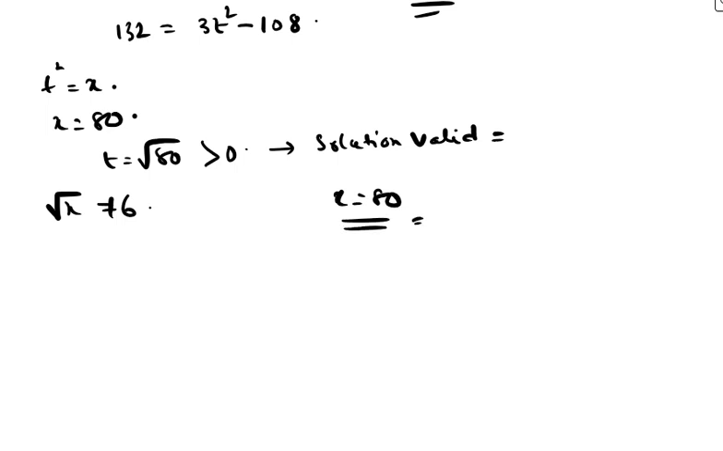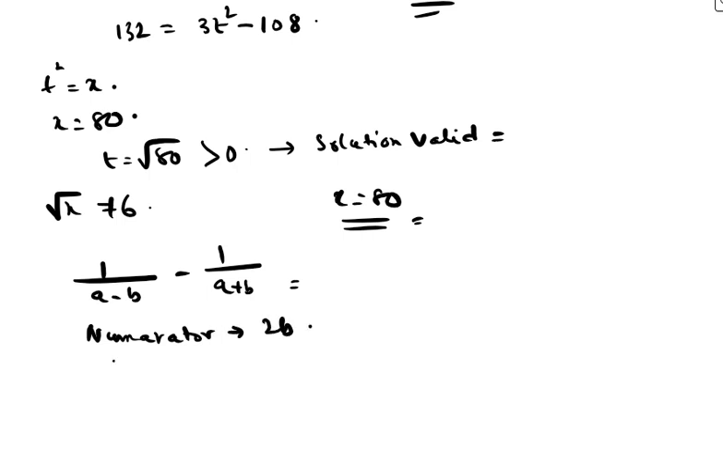Now whenever you see a question of the type 1/(a − b) − 1/(a + b), the numerator becomes 2b and the denominator becomes a² − b². This saves a lot of time.